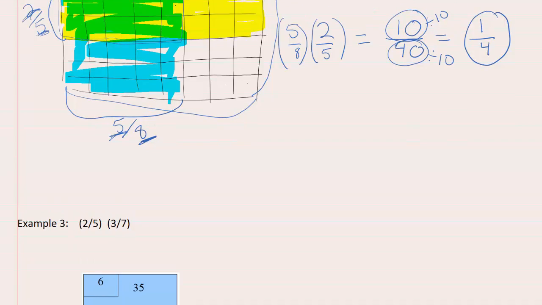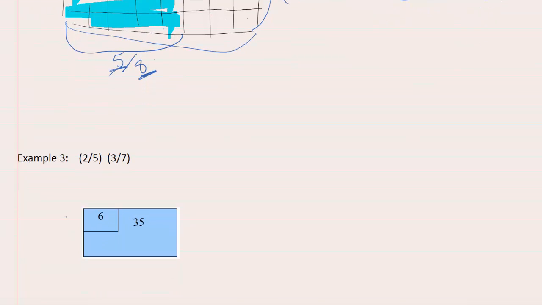So if I draw that out, for this one I'm going to have 2/5, and on top I'm going to have 3/7. Then this box right here, a 2 by 3 box, will give me 6, and a 5 by 7 box will give me 35. So my answer for this one will be 6/35.